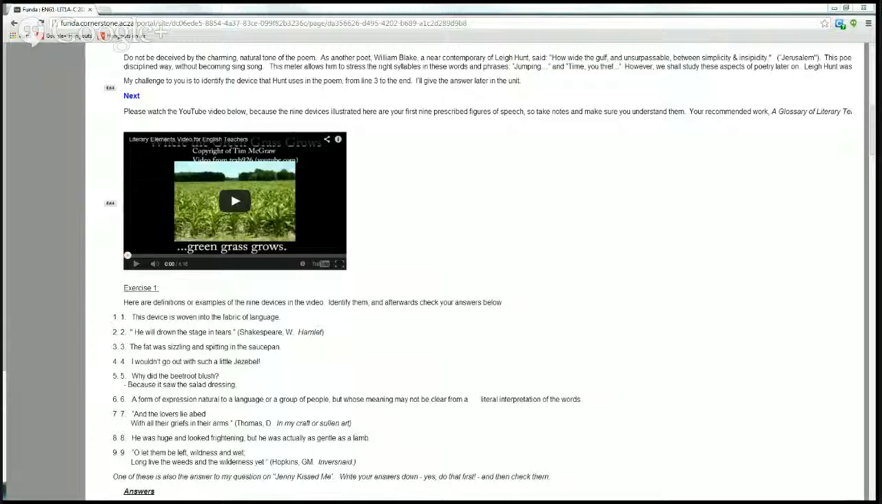Okay, number nine. Gerard Manley Hopkins loved this figure of speech, and in his poem Inversnaid, he's appealing to us not to over-cultivate nature. And he says, oh, let them be left, wildness and wet. Long live the weeds and the wilderness yet. So, I told you we'd be getting a better example of that later on, and what is it? Anybody? Salt River, can you tell me what is, look at that, wildness, wet, weeds, and wilderness. Great, that's our better example of alliteration, quite right.